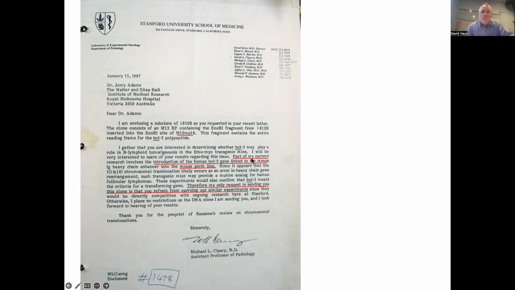But he said, part of my current research involves introduction of the human BCL2 gene into the mouse, in other words, making transgenic mice, under the control of the Ig heavy chain enhancer. Therefore, my only request in sending you this clone is that you refrain from carrying out similar experiments. So Jerry had the BCL2 cDNA, but he couldn't carry out the experiment to make the transgenic mice because that's what Cleary said he wanted to do, and it would have been a bit rude to do the same experiment that Cleary said would be in direct competition.